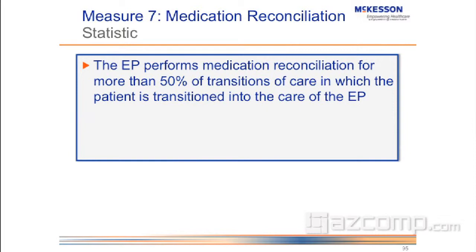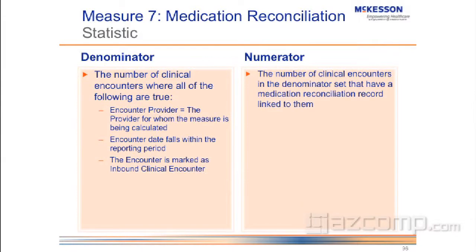So here is how you can qualify for this. It's going to be your providers that do more than 50% of the transitions of care with this medication reconciliation turned on. So that's how you're going to get those. So 50% of all transitions of care with a med list. So it doesn't matter if it's inbound, outbound, as long as 50% of those you're doing those through a MedRec, you'll be fine. So here's the denominator.